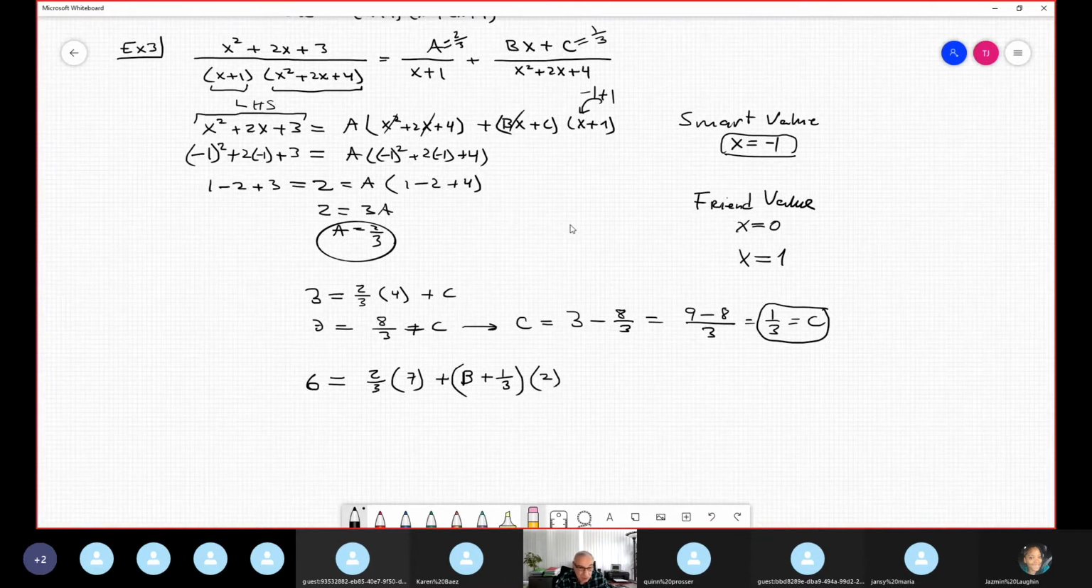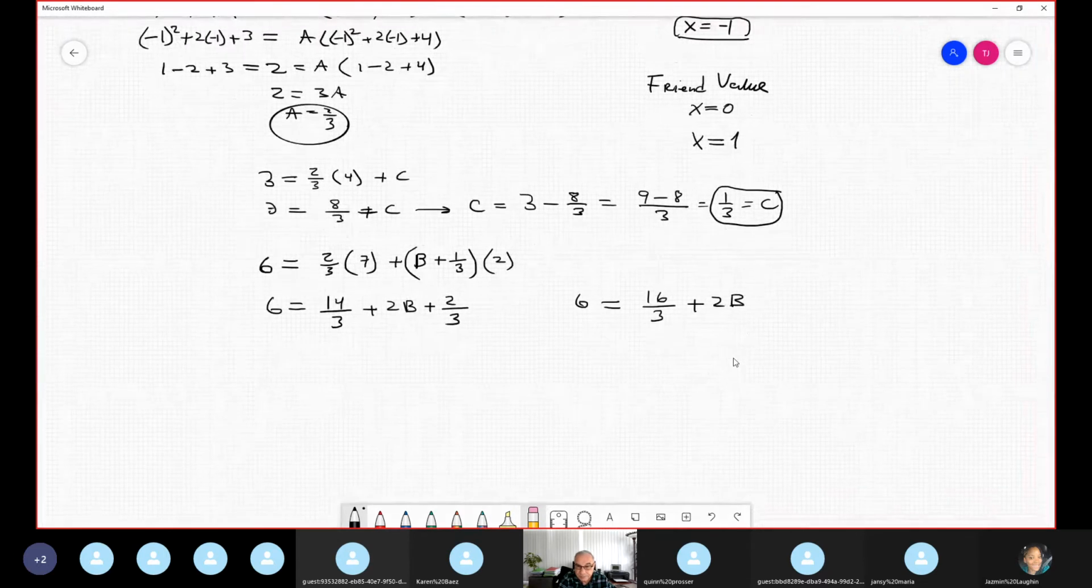Okay, nice. So we have 6 equal to 14 over 3. I break it down like this: 2b plus 2/3. And 2/3, 6 plus... no, equal 14, and 2 is 16, plus 2b. Now b alone is 6 minus 16 over 3 equal to b.